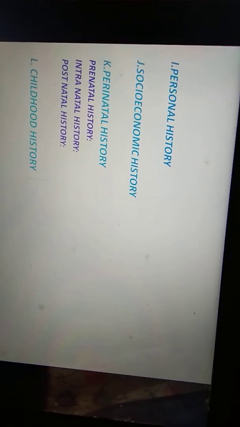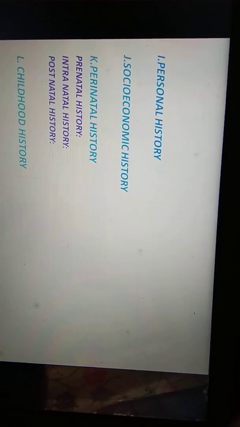Then we'll move on to the childhood history. Here, how the baby was after delivery. Okay, so how the child was: breastfeeding was for 30 minutes. The mother used to give breastfeeding for 30 minutes. The age of weaning, when weaning started, was the 6th month. Then the history of maternal deprivation: there was no maternal deprivation. The developmental milestones were well developed for the patient.